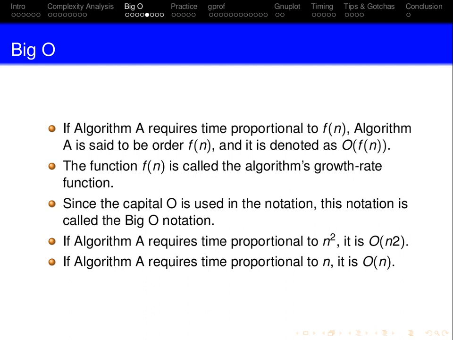So it's called the growth rate function. Since capital O is used in the notation, this is usually called big O notation. The algorithm is n squared. This should be 2 to the n over here, not n times 2. If it's n squared, we call it big O of n squared. If it's proportional to n, it's big O of n. All right, proportional.